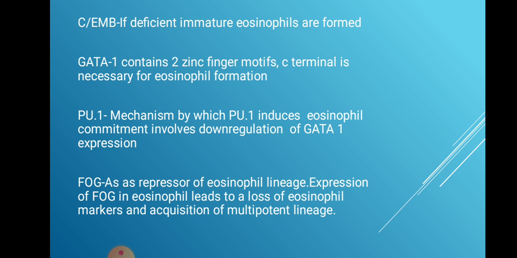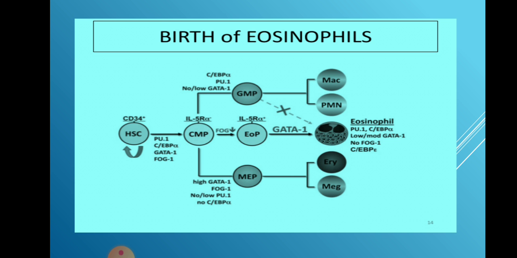CEBP, if deficient, immature eosinophils are formed. GATA1 contains 2 zinc finger motifs. Its C-terminal is necessary for eosinophil formation. The mechanism by which PU1 induces eosinophil commitment involves downregulation of GATA1 expression. FOG acts as a repressor of eosinophil lineage. Expression of FOG in eosinophils leads to a loss of eosinophil markers and acquisition of multipotent lineage.